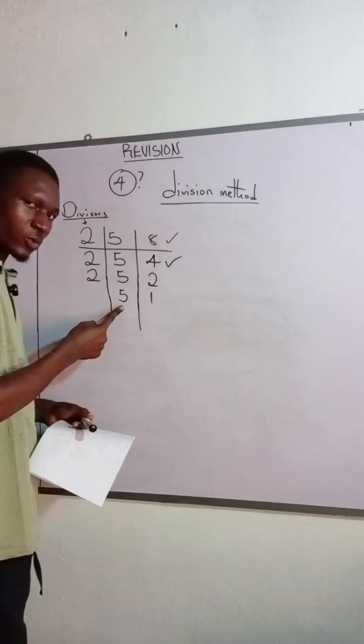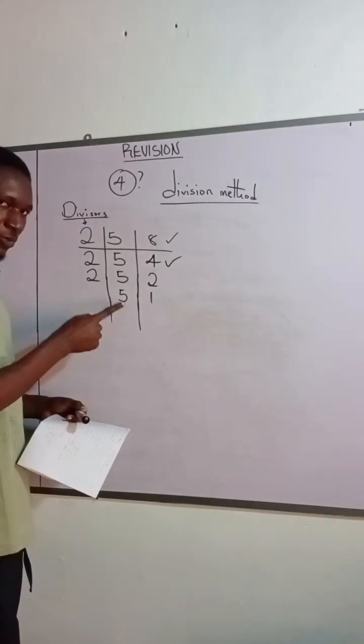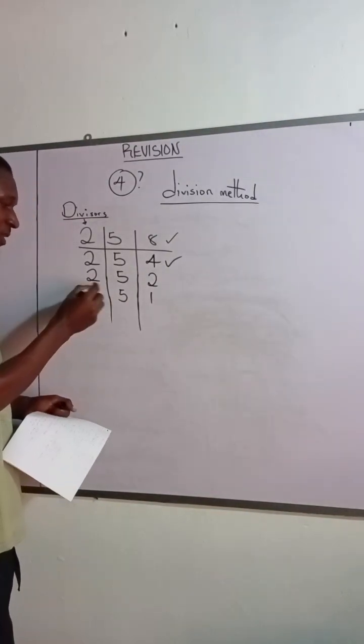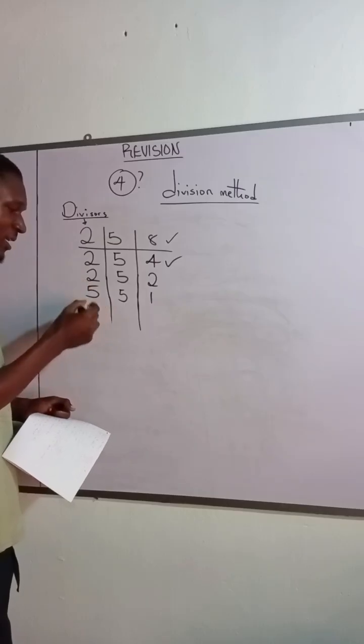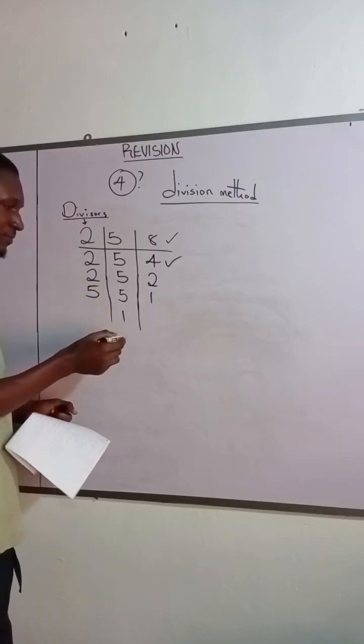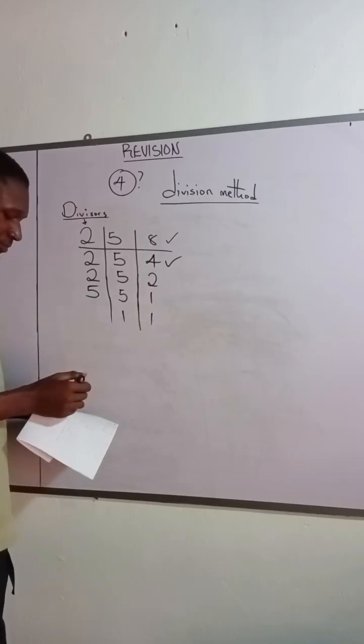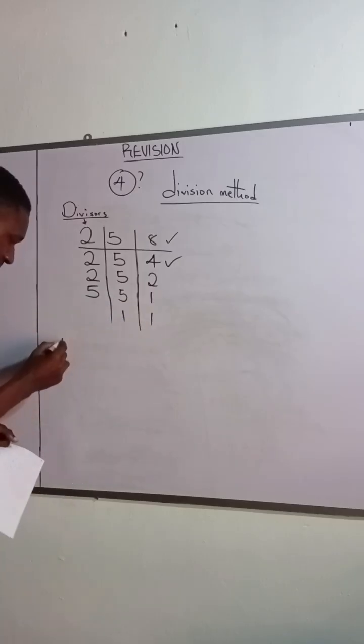Can 2 divide this? No. Can 3? No. Can 4? No. But 5, yes. Therefore, we use 5. And 5 divided by 5 is 1. So how do we get our LCM finally?